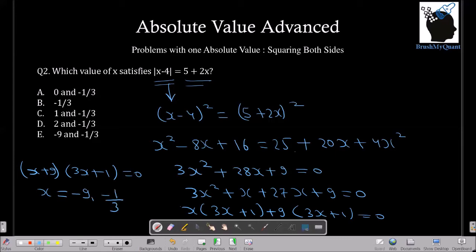Again, in this case, you need to substitute the answers back in the question and check whether it's correct or not. And if you remember the last time we did it, x is equal to minus 1 by 3 was the answer and minus 9 was not correct because the right hand side was coming negative. Let's try one more method of solving absolute value problems with one absolute value.